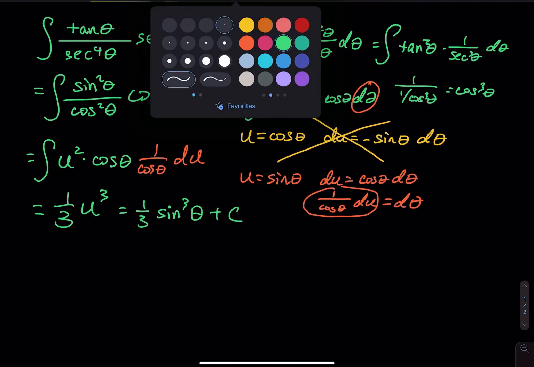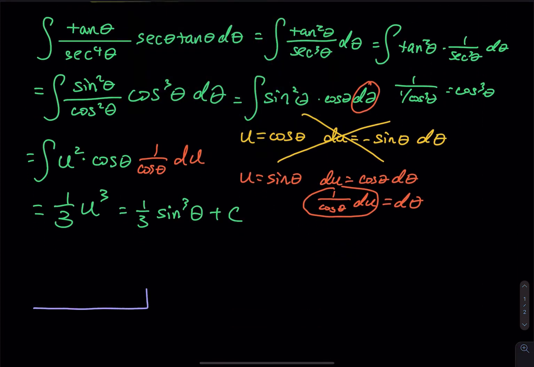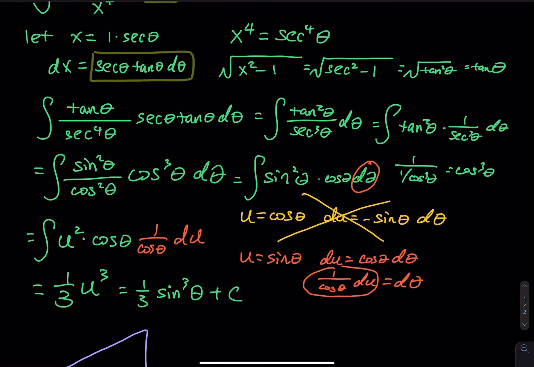So let's do that in a different color. So right triangle trigonometry. So this is my right angle, 90 degrees, and then theta. So how do I start? You have to go back to the very first line you wrote. X is equal to, this is what you wrote, x is equal to 1 times secant theta, right?